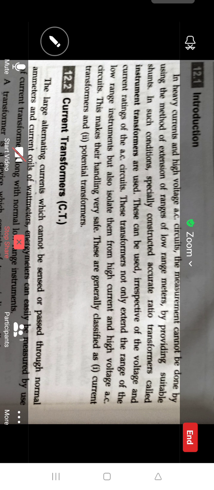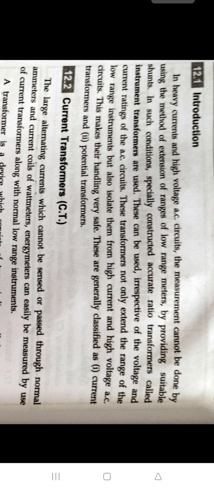So what are these current transformer and voltage transformer? In heavy current and high voltage AC circuits, whenever we want to measure some high voltage or some high current, we cannot directly use low range meters and extend them to measure. No, we cannot. In such a condition you have to construct a special ratio transformer, which we call an instrument transformer. These transformers are used irrespective of the voltage and current rating of the AC circuit.